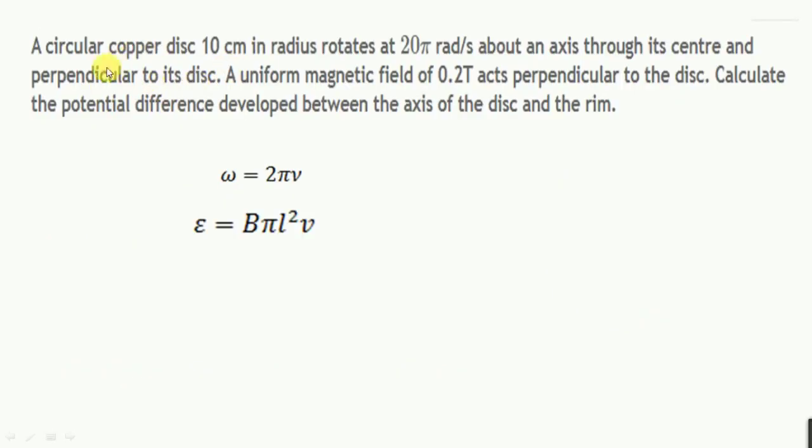In this question, a copper disc of radius 10 centimeter is rotating with angular velocity 20 radian per second. So omega is given and magnetic field is also given. So you have to calculate the potential difference developed across the axis of the disc. So omega is given. From here you can find frequency, and you can use this expression to find the EMF. B is given, L is the radius of the disc, and v is the frequency.